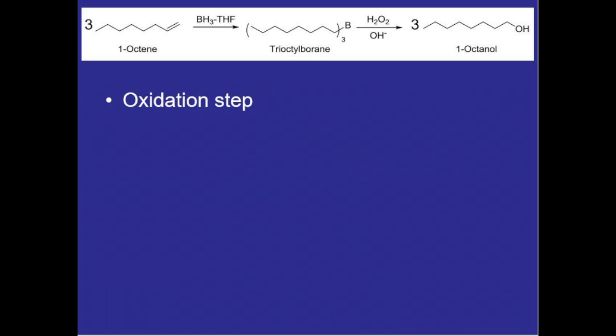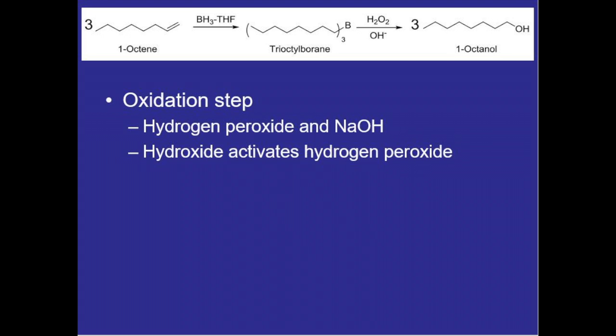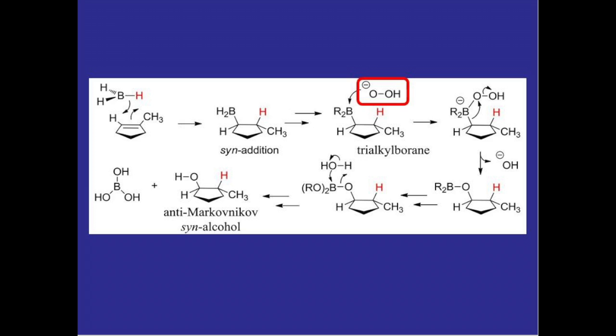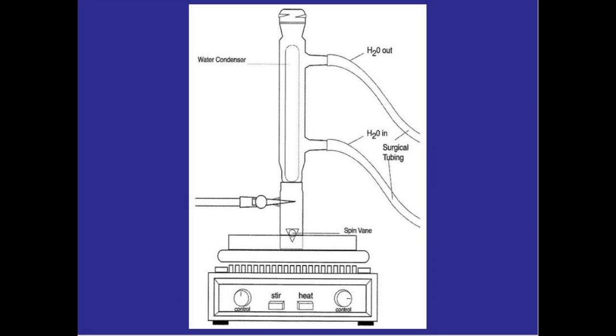For this second reaction, we'll be using hydrogen peroxide and sodium hydroxide. The hydroxide will activate the hydrogen peroxide by deprotonating one of those oxygens so that it can act as a good nucleophile and attack the boron and eventually switch it out to become the desired alcohol. And we'll allow this to reflux in this second apparatus for about an hour.